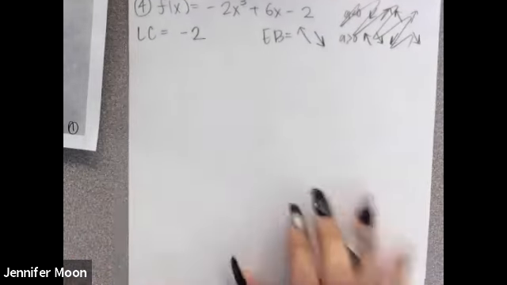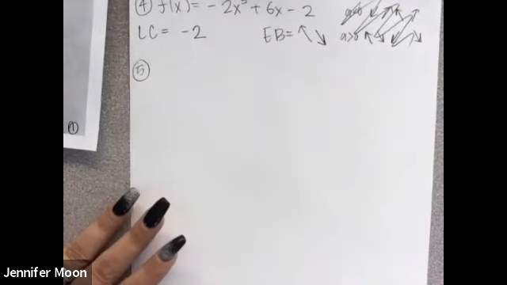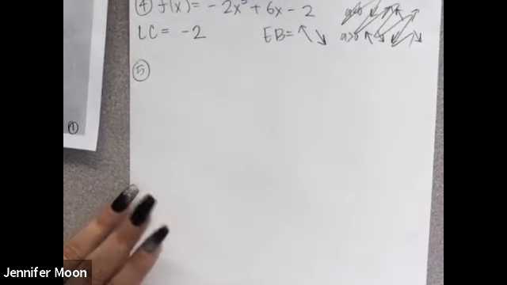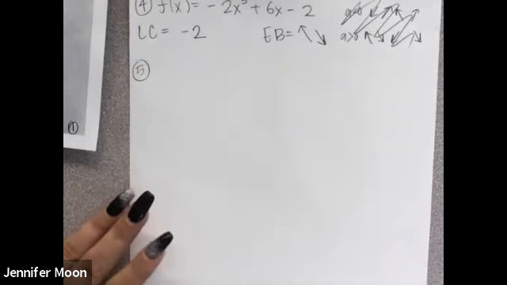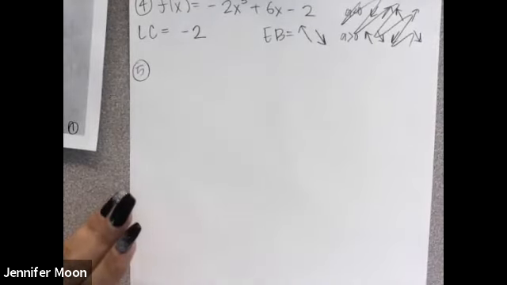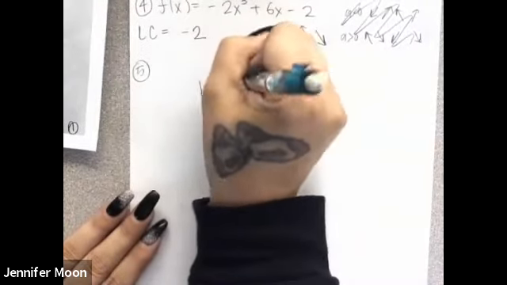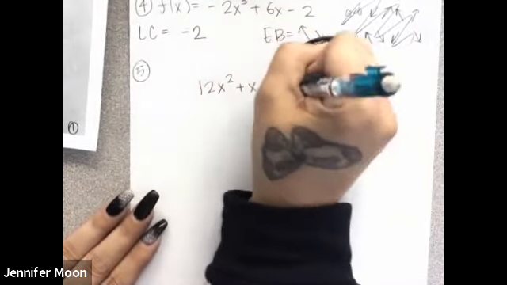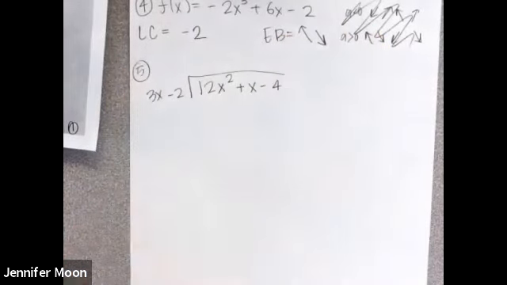Problem 5. Problem 5 explicitly states to use long division. So that means you cannot just give me an answer, and that means you cannot use synthetic division. You have to use long division, okay? Not doing long division means no matter what work you put on the page, it's all wrong, okay? So long division, it told me to divide 12x squared plus x minus 4 by 3x minus 2.